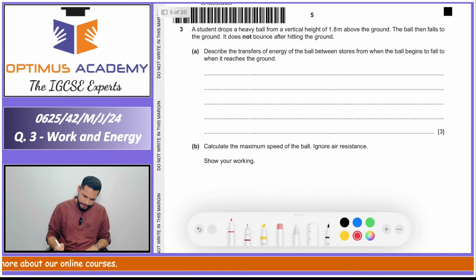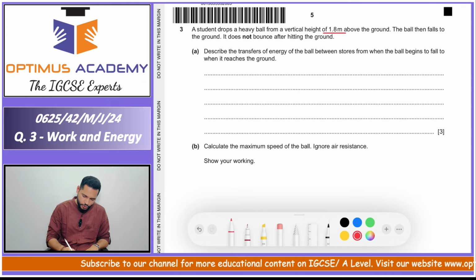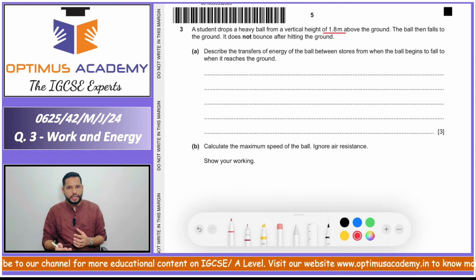Question number 3, it says that a student drops a heavy ball from a vertical height of 1.8 meter above the ground. The ball then falls to the ground. It does not bounce after hitting the ground. Describe the transfers of energy of the ball between the stores from when the ball begins to fall to when it reaches the ground. So understand the movement of the ball.